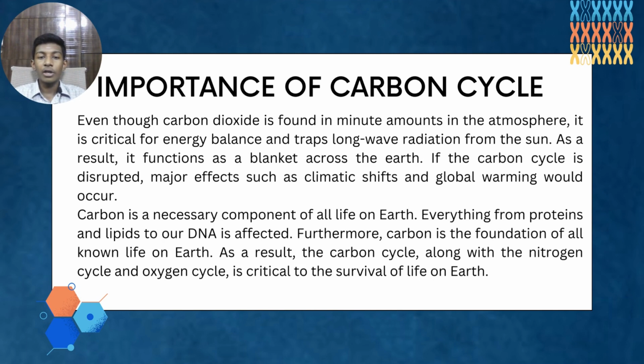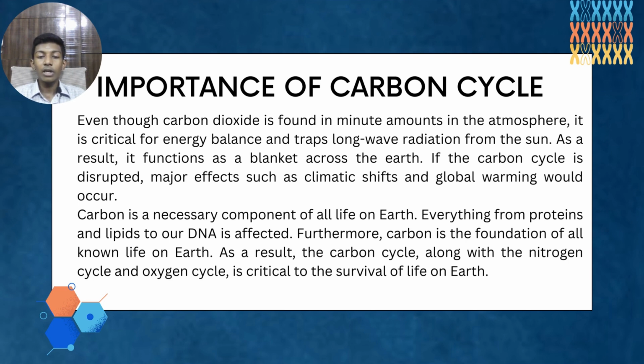Even though carbon dioxide is found in small traces in the atmosphere, it plays a vital role in balancing the energy and traps the long-wave radiations from the sun. Therefore, it acts like a blanket over the planet. If the carbon cycle is disturbed, it will result in serious consequences such as climatic changes and global warming.